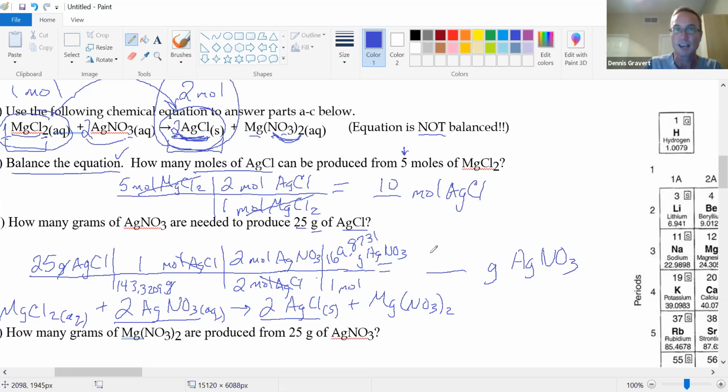And then you should get to 3 significant figures, or maybe 2. There's only 2 sig figs here. Yeah, 25 grams. We should have only 2 sig figs in our answer. So it looks like it's gonna be 30 grams of silver nitrate.